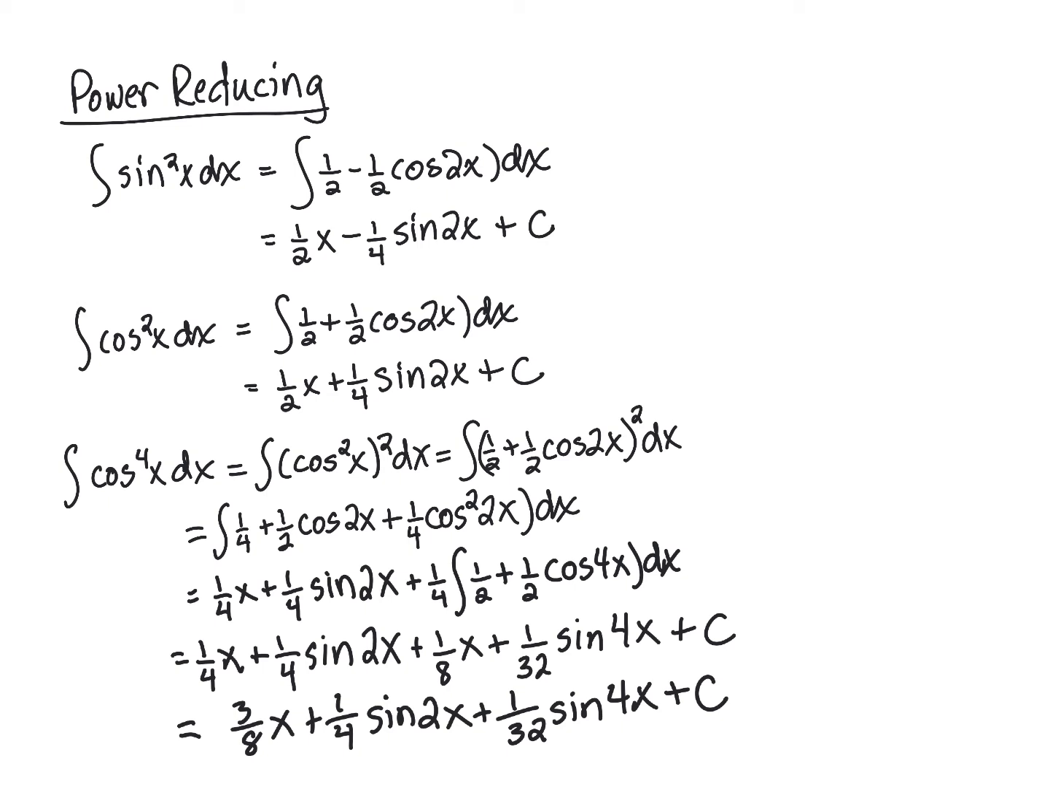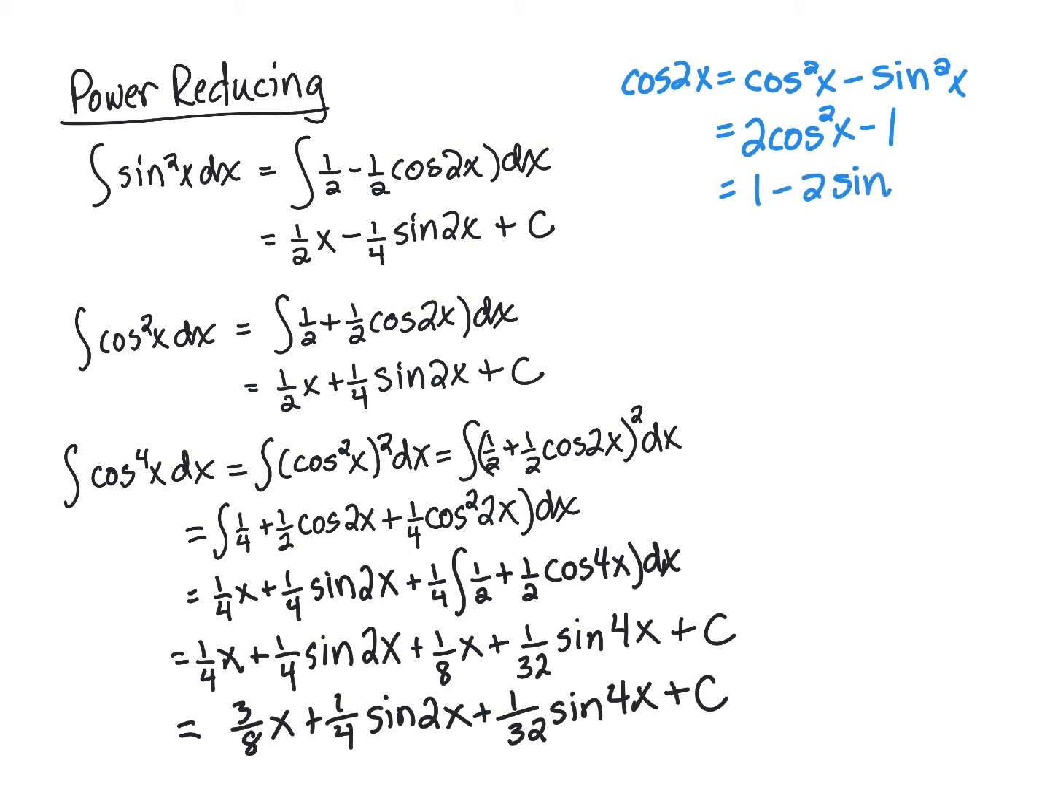Let me write that down real quick. Cosine of 2x is cosine squared minus sine squared. But if I replace the sine squared with 1 minus cosine squared and distribute the minus, I get 2 cosine squared minus 1. But if I had replaced the cosine with 1 minus sine squared, I would have gotten 1 minus 2 sine squared.